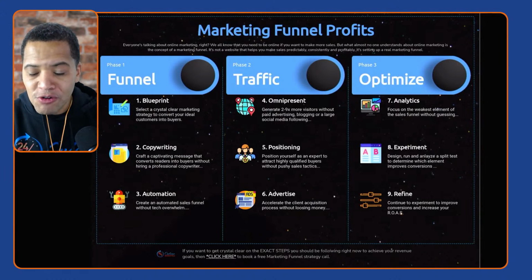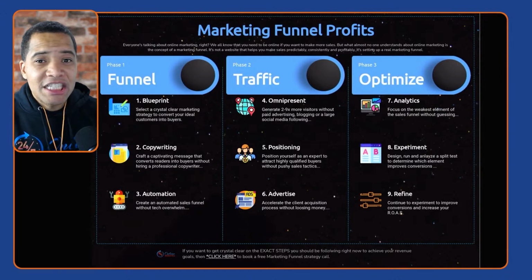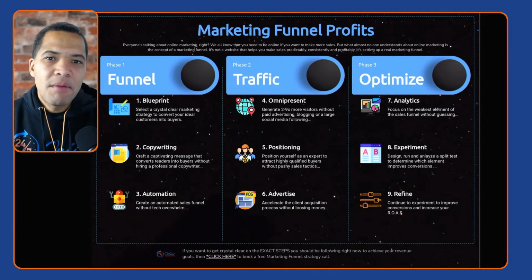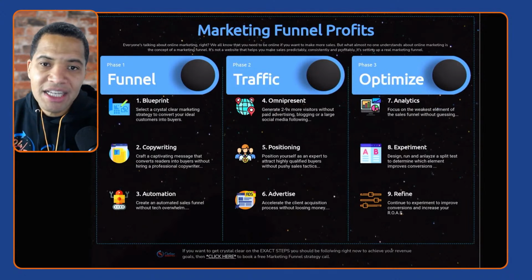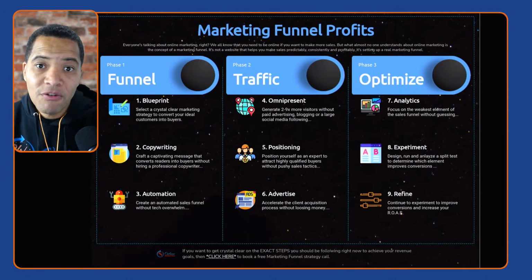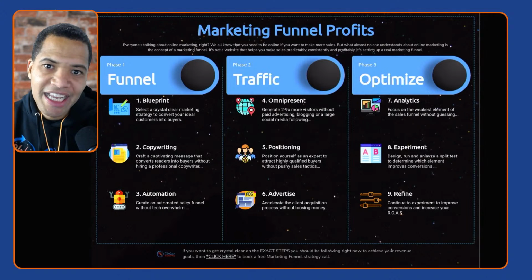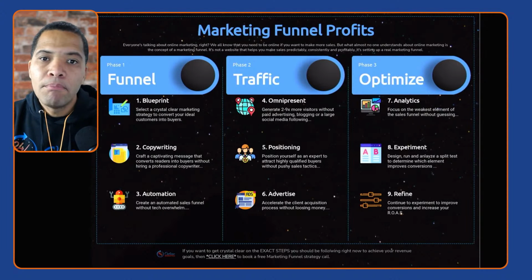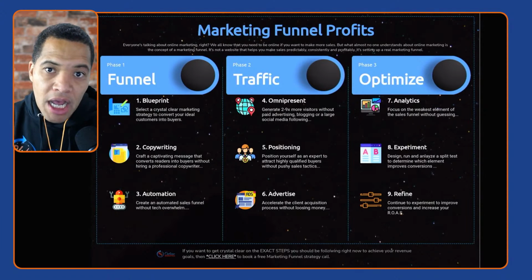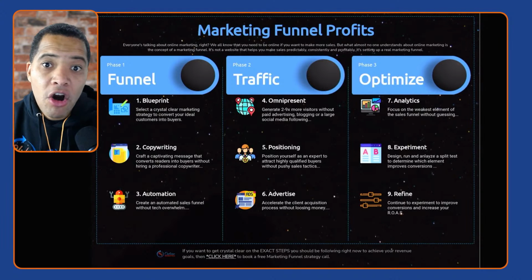And then phase number two is traffic. Now we've launched and got our funnel set up, so I'm going to get traffic to it. The first stage in traffic is what I call omnipresence. This is really for local businesses. What it's going to do is get you 2 to 9 times more visitors to your webpage just by doing a very simple thing, which I call pressing the easy button: getting your business name, address, and phone number listed in all the different business listing websites out there that cater to businesses like yours in your industry.